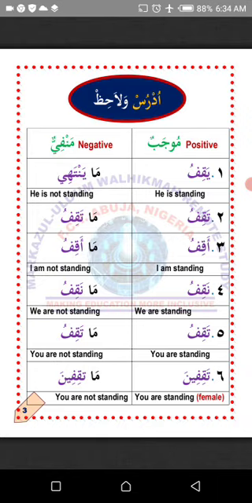Khamsa, number five. Takifu, you are standing, talking to a single male person. Ma takifu, you are not standing. Sitta, number six. Takifina, you are standing, talking to a single female person. Ma takifina, you are not standing. La'alaka fahimt? I hope you understand. MashaAllah.